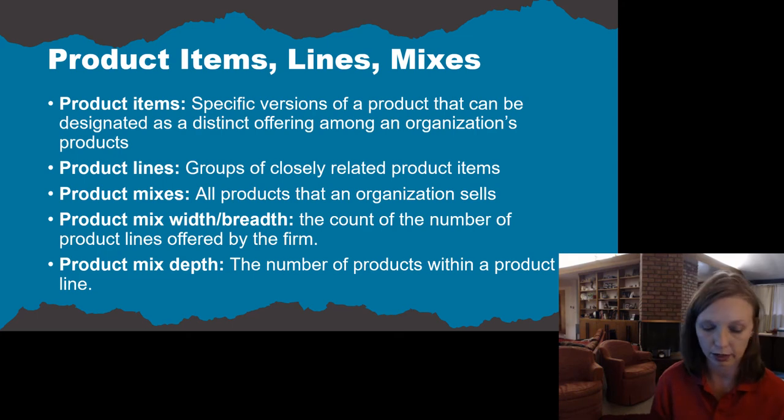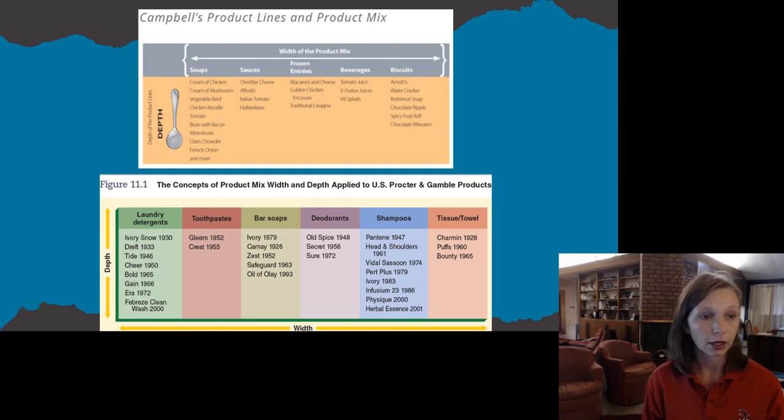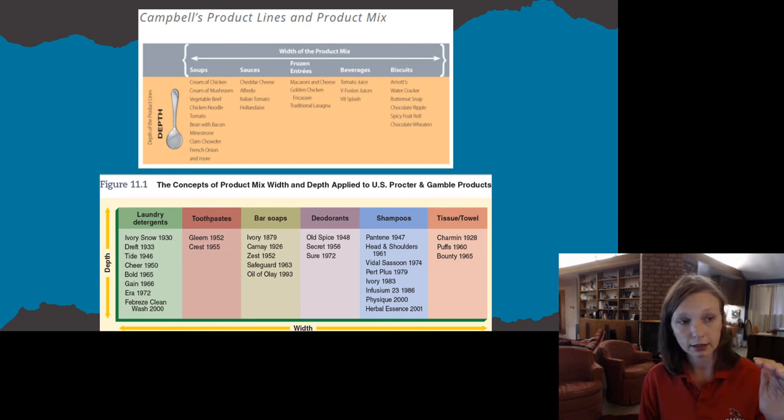I'll show you a picture to make it make a little bit more sense. So if we look here at the Campbell's product line and product mix, cream of chicken soup is a product item. And then you'll see all of these other soups there as well. So that category of soups is a product line. And then we have a product line of sauces, frozen entrees, beverages, and biscuits.